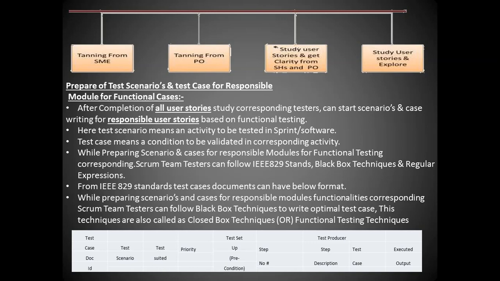While preparing the scenarios and cases for responsible modules for functional testing, corresponding Scrum team testers can follow IEEE 829 standards or black box testing techniques and regular expressions. From IEEE 829 standards, the test cases document can have the below format.